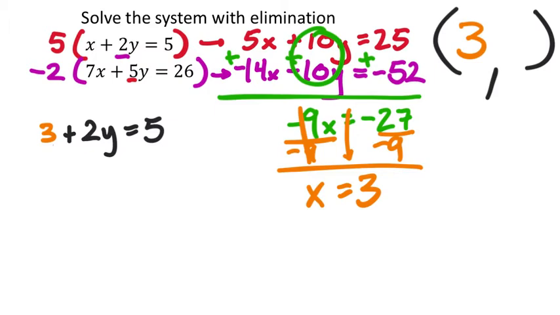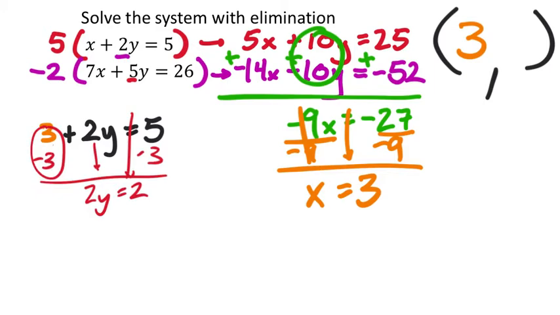So let's get started here. So I'm going to get rid of that 3. So subtract 3 from both sides. That's going to zero that out. Drop my 2y, which now equals 2. Okay, so I can see by dividing both sides by 2 here, that's going to make my coefficient of y a phantom 1. 2 divided by 2 is 1. And we end up with the ordered pair 3, 1.